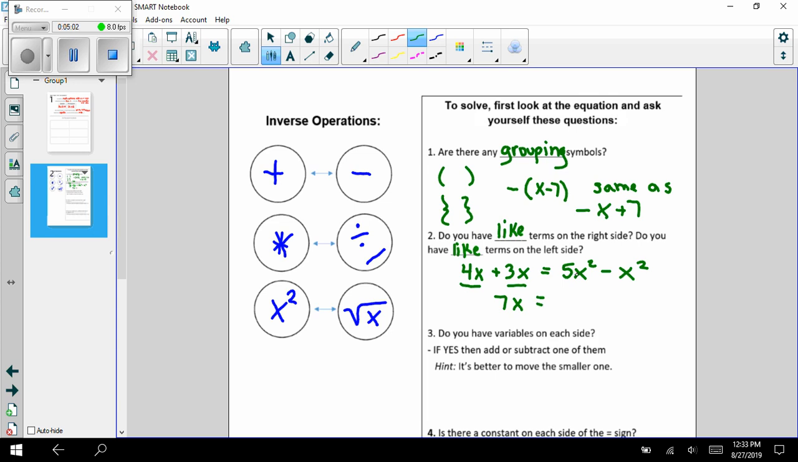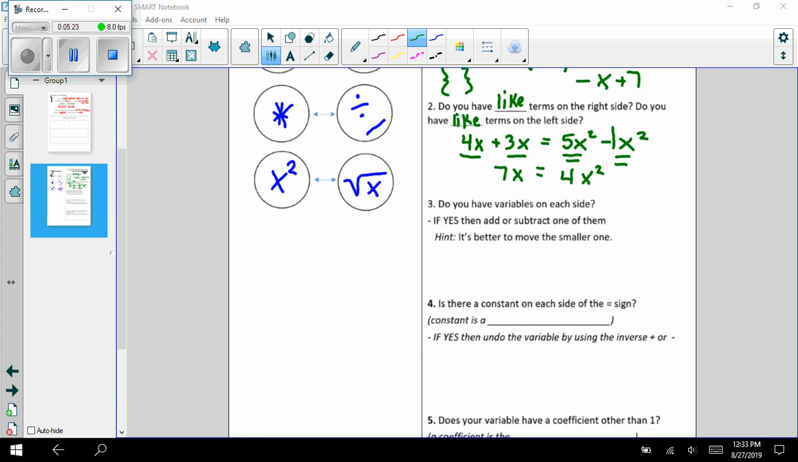Equals, and I look at the right side, I see I have 5x squared, and I'm subtracting 1x squared. Remember, there's an imaginary 1 in front of that. So I'm just going to take the coefficients and subtract them. 5 take away 1 is 4, and I leave the x squared the same.